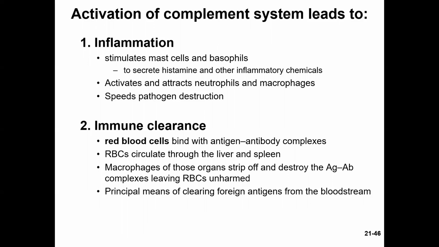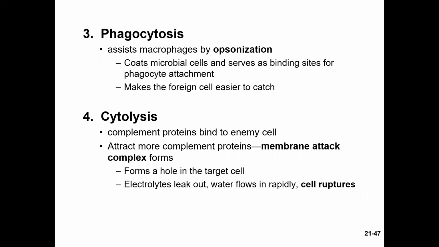The inflammation stimulates mast cells and basophils to secrete histamine and other inflammatory chemicals. It activates and attracts neutrophils and macrophages, and it speeds pathogen destruction. In immune clearance, red blood cells bind with antigen-antibody complexes. RBCs circulate through the liver and spleen. The macrophages of those organs strip off and destroy the antigen-antibody complexes, leaving the RBCs unharmed. This is the principal means of clearing foreign antigens from the bloodstream.